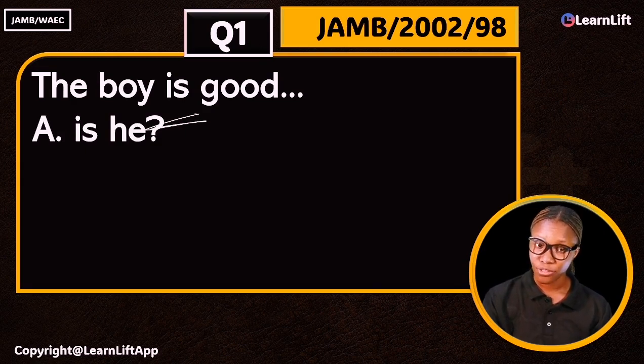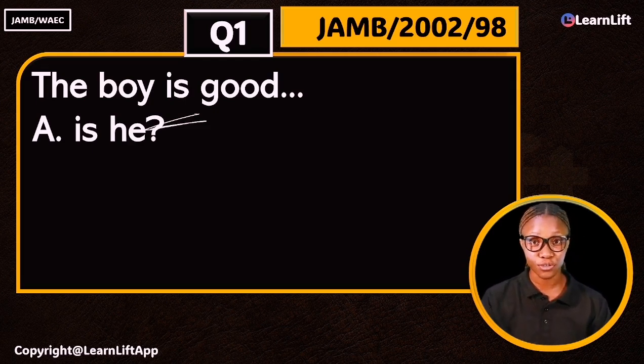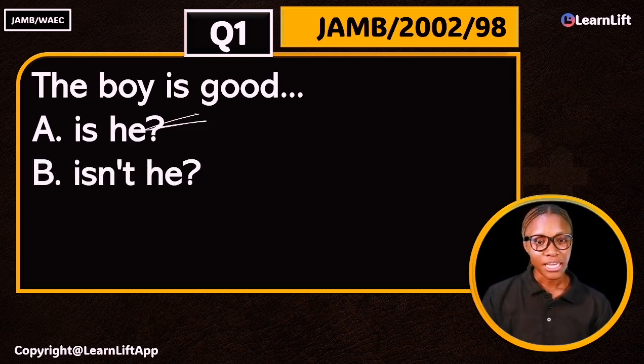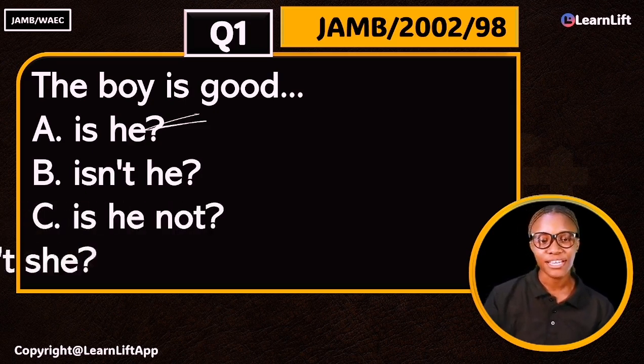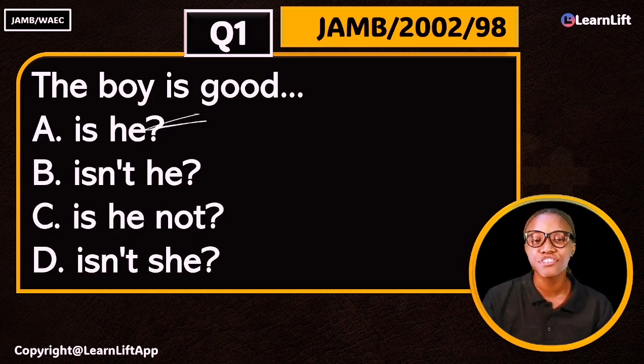Is he? No, this is actually a positive word. Is a positive tag. This is a positive question tag because it doesn't contain the use of not. Isn't he? Option C says, is he not? Option D says, isn't he?